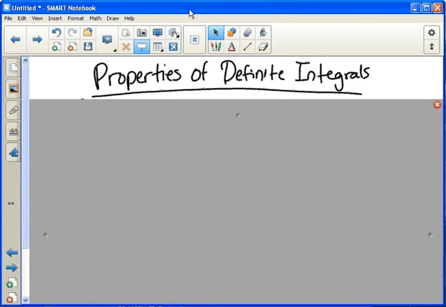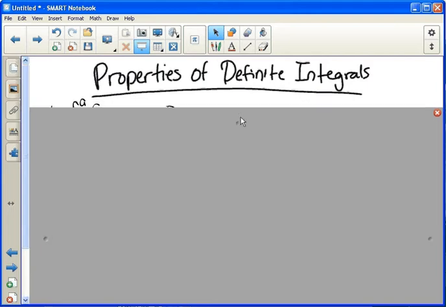Now for the notes on day 1 of Unit 6. We're going to talk about the properties of definite integrals. Just so you know, definite integrals just means it has boundaries on the integral sign. When you were doing antiderivatives last unit, that was indefinite integrals because there were no boundaries. So let's look at the first property.